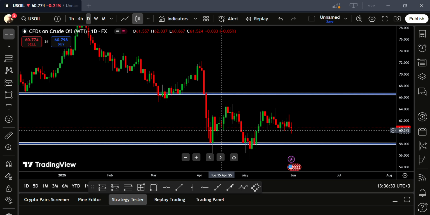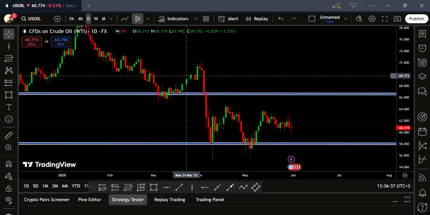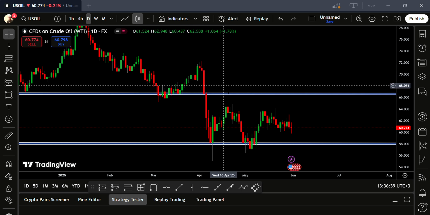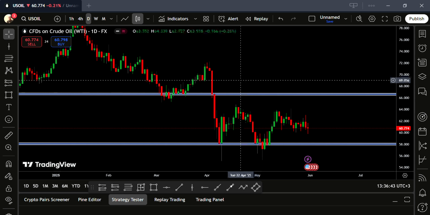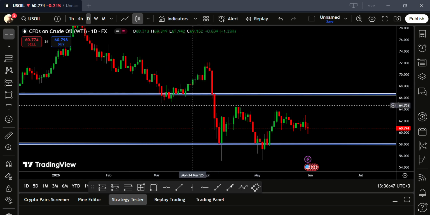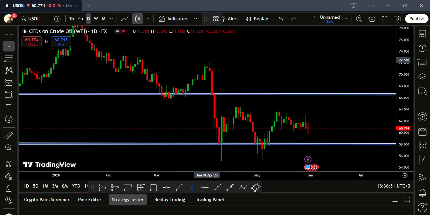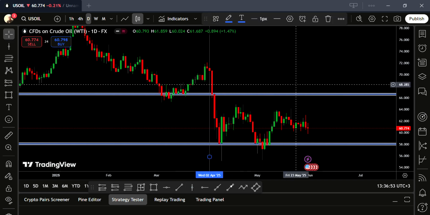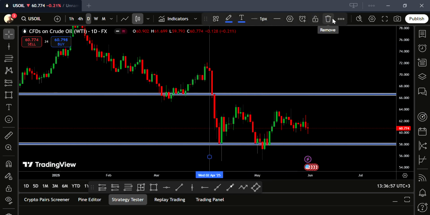So let's go straight to the charts. So what do you see? You see daily time frame on US oil, daily time frame. Okay, so I'm talking about this area point around here. So I'll get the line just to mark the week that we shall be talking about. But before I mark the line, I think I should remove it and show you what is happening.